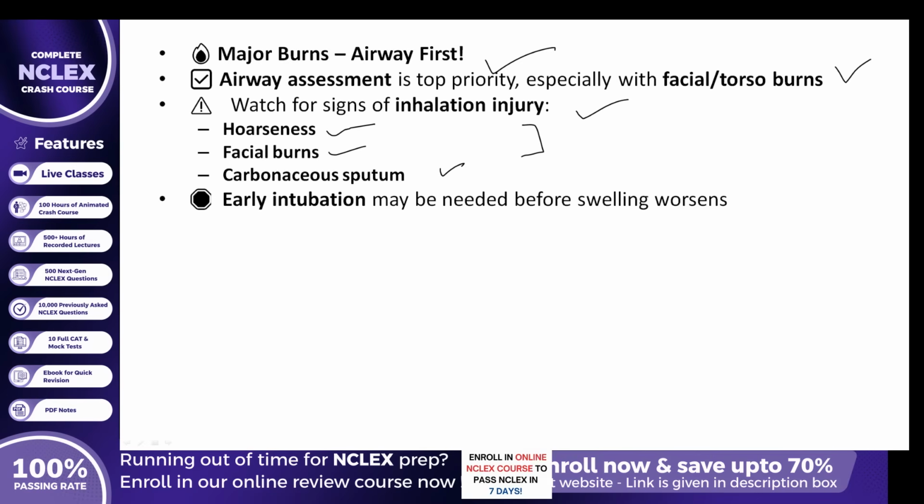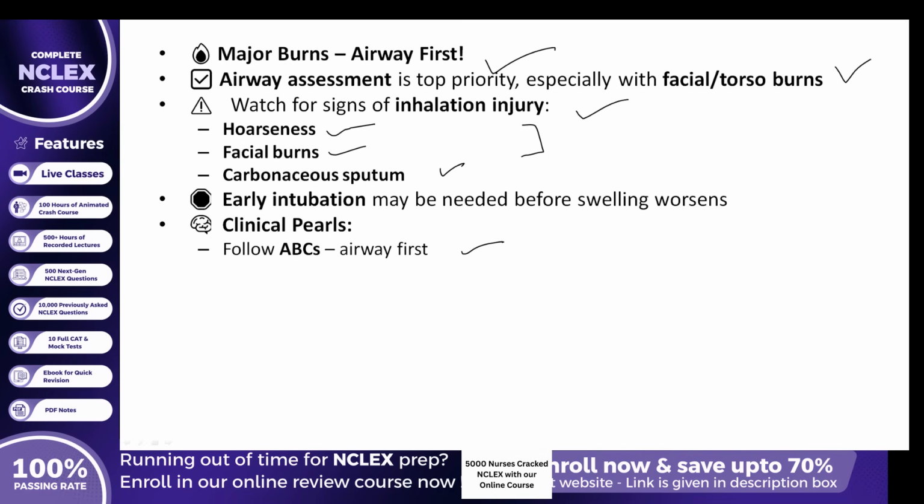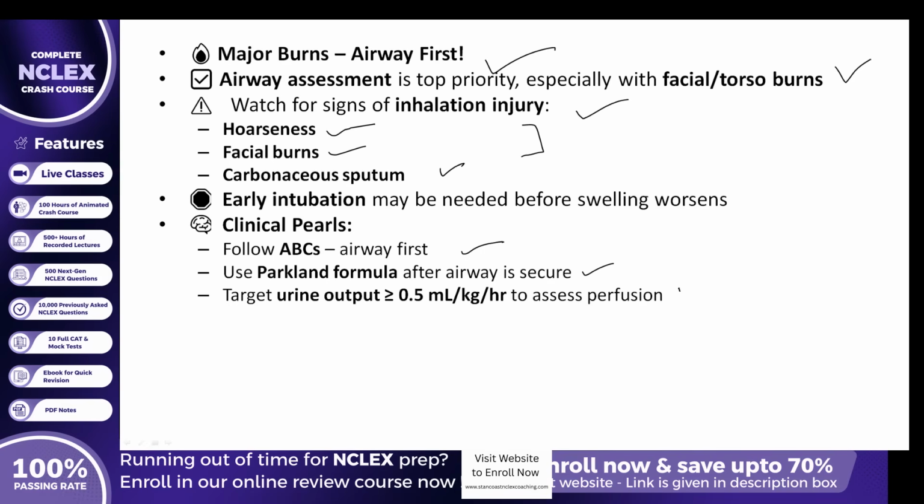Clinical pearls. Follow the ABCs. Airway always comes first in major burns. Suspect inhalation injury with facial or neck burns. Use the Parkland formula after airway protection. Aim for urine output of at least 0.5 milliliters per kilogram per hour to gauge perfusion.